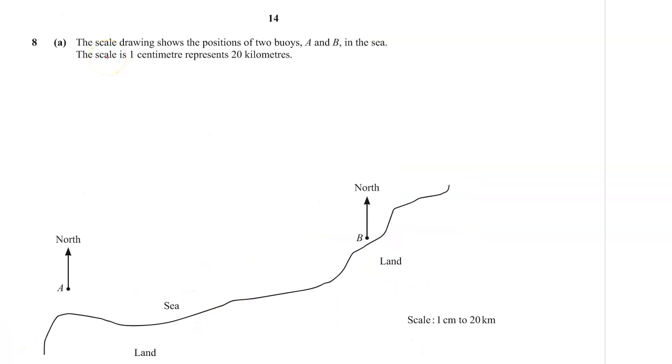The scale drawing shows the position of two buoys, A and B, in the sea. This is A and B. The scale is 1 centimeter represents 20 kilometers. Right there.